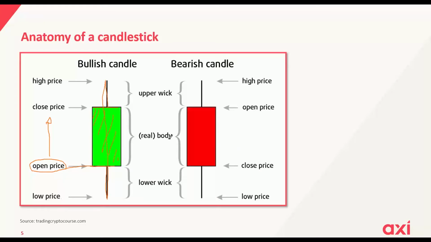When I'm referring to the candlesticks later, this is what I call the body. The body is this thing here. The body is not the entire candlestick. The body is this part here. Can't really see it, but yeah, this is the body. This is what we call the upper wick or the top wick, and this is what we call the lower wick.